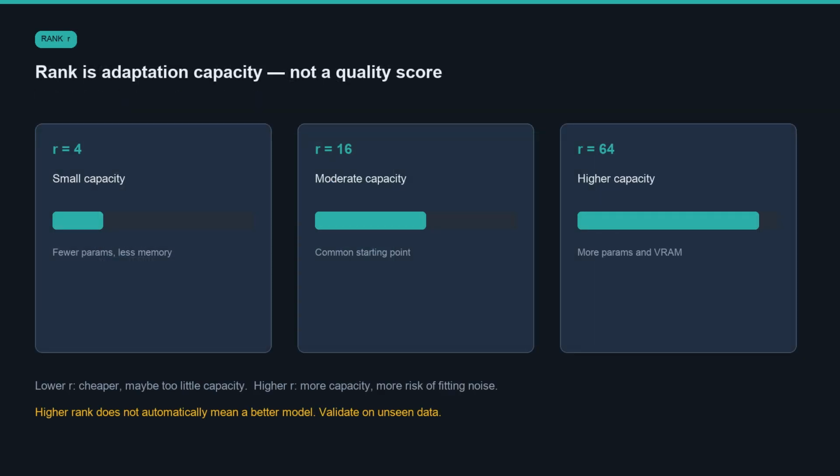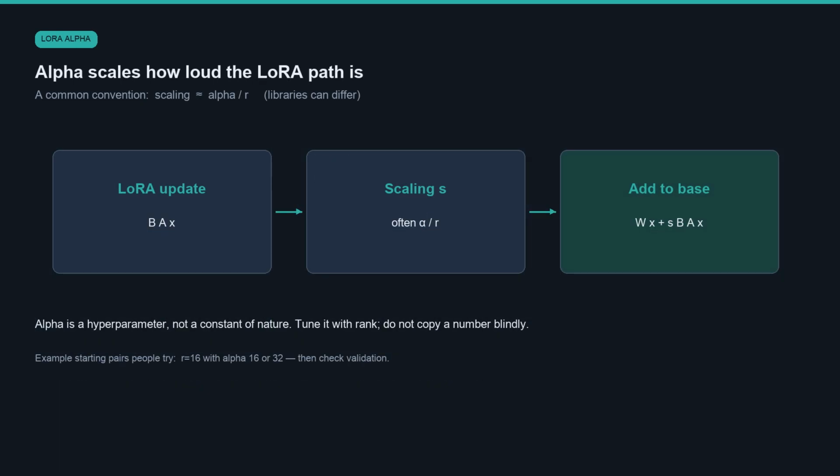Rank r is adaptation capacity, not a trophy. Rank 4 is small and cheap. Rank 16 is a common starting point. Rank 64 has more capacity and more memory. Lower rank can underadapt. Higher rank can fit dataset-specific noise. Higher rank does not automatically mean a better model. Check on validation data.